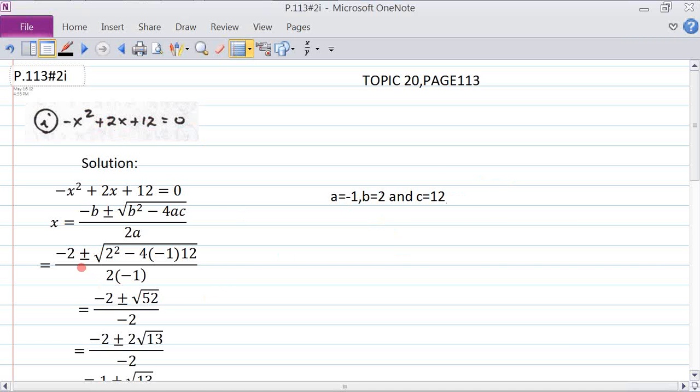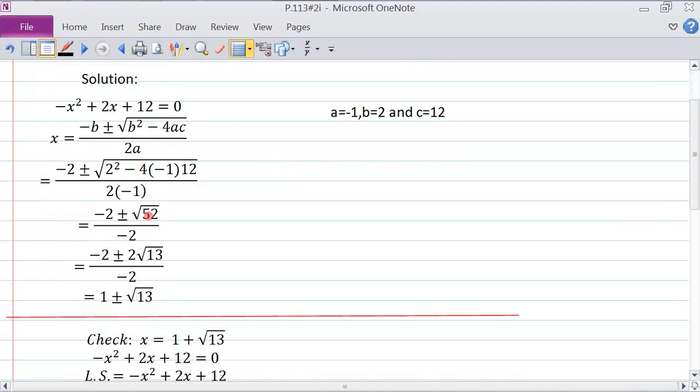And if we put that into the equation, we get minus 2 plus or minus b squared, which is 2 squared, minus 4 times A, which is minus 1, and C is 12. So what we get here is 4 plus 48, which will give us 52. And by the way, 2a is 2 times minus 1. So we get minus 2 plus or minus the square root of 52 over minus 2. Now, the square root of 52 is the square root of 4 times 13.